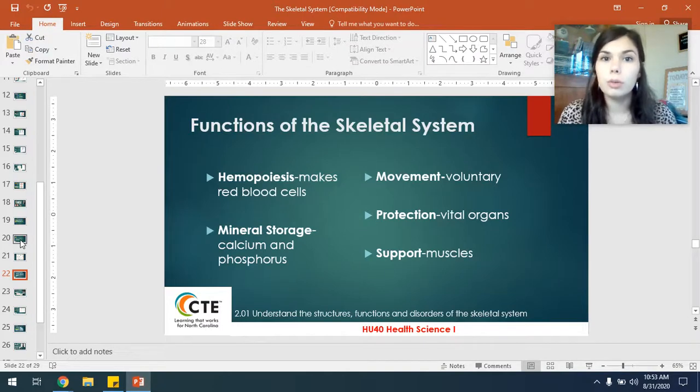And next we have mineral storage. Your bones are responsible for actually storing and creating many of the different minerals that our body needs in order to function, things like calcium and phosphorus. And then off to the other side, you can see again, movement, protection, and support.